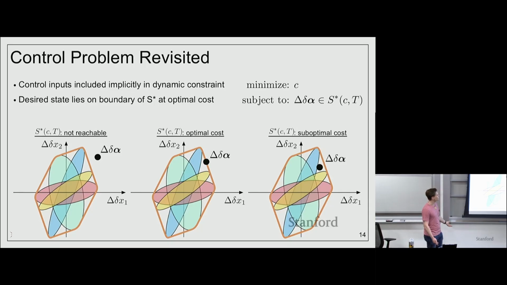That means that the reachable set has been scaled by the cost C such that the desired pseudostate is on the boundary. So this is not reachable, that's at optimal cost, and that's at suboptimal cost where the desired pseudostate is actually inside the reachable set.